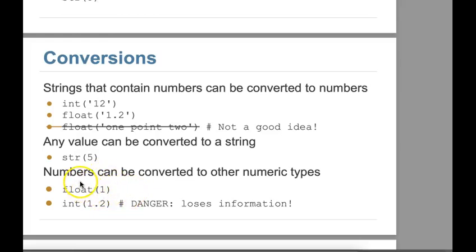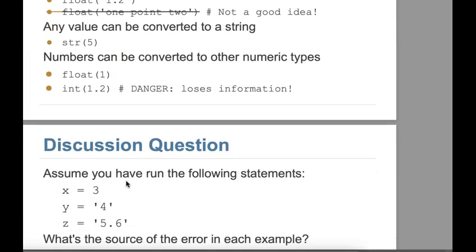Between the float and integer, basically they can convert to each other without any problem. But if you convert a float number to an integer, you just need to know you will lose your fraction part. So that's some of the examples here.